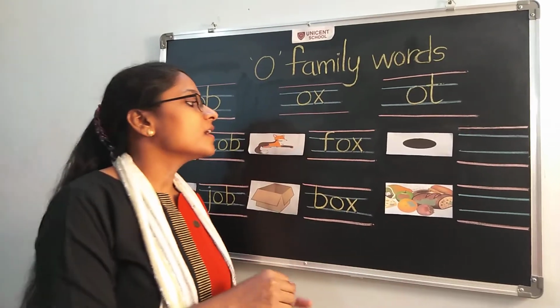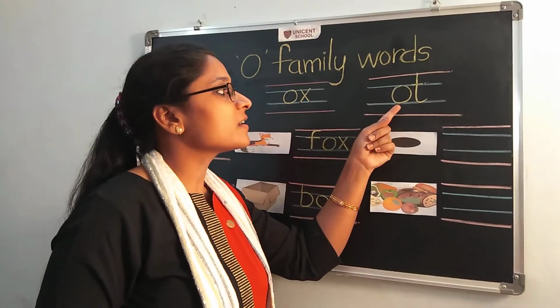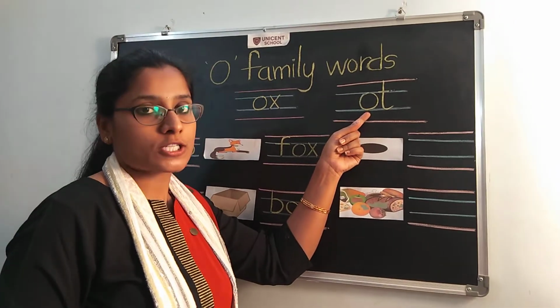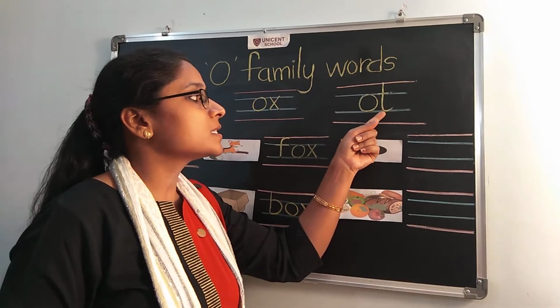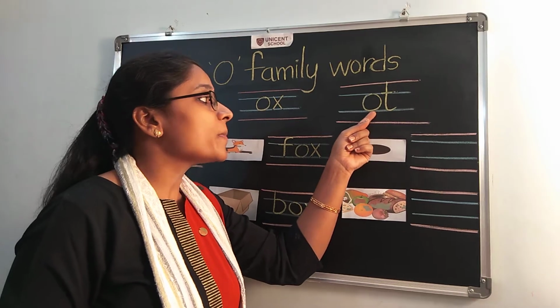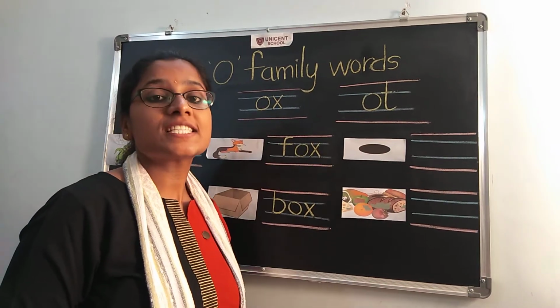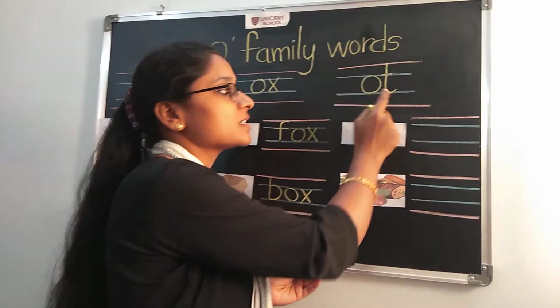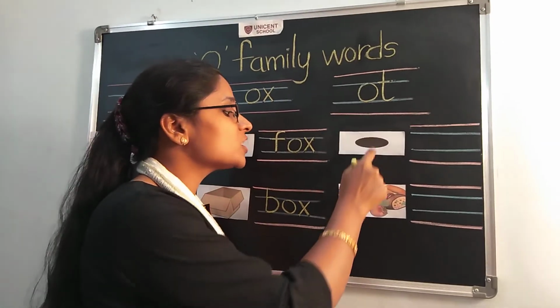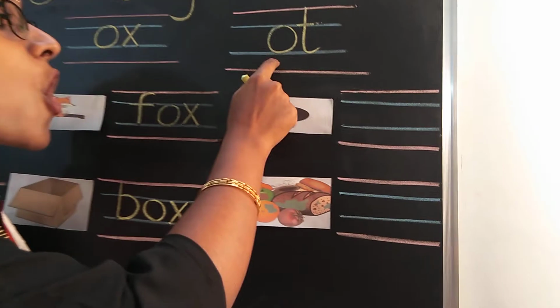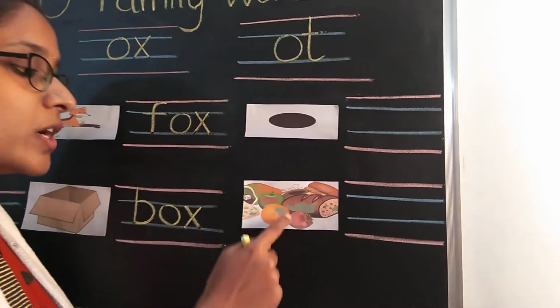Next, we'll see another example, ought. O makes the sound O. T makes the sound T. Ought. These two pictures belong to ought family words.